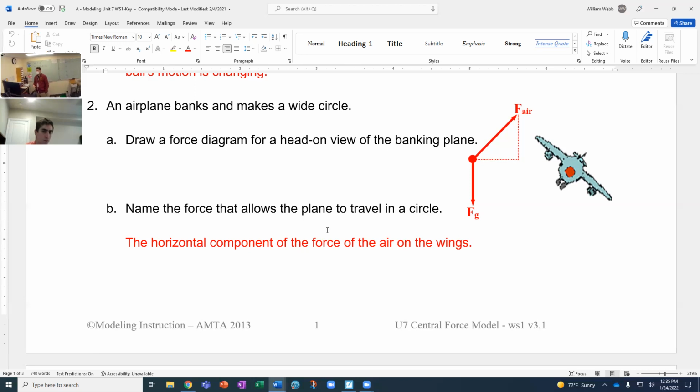All right, so the horizontal component of that air pushing under the wings is what causes the plane to turn. The vertical component just keeps it lifted in the air so it doesn't change its altitude. Any questions about number 2 here with the plane example?